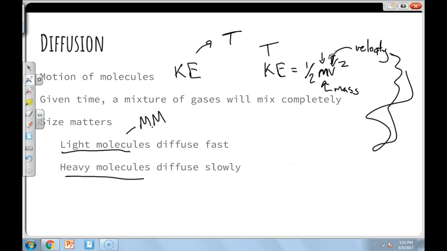When we look at this formula, when the mass gets bigger, so now we're dealing with heavy molecules, in order to keep the temperature the same, the velocity has to decrease. I know that there's halves and squares and stuff in there, but the relationship is still that when one goes up, the other one goes down. That means bigger molecules are going to move slower, so they're going to diffuse more slowly. But eventually, given enough time, everything will diffuse.